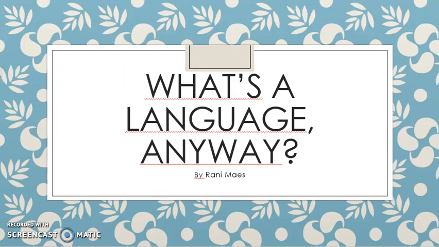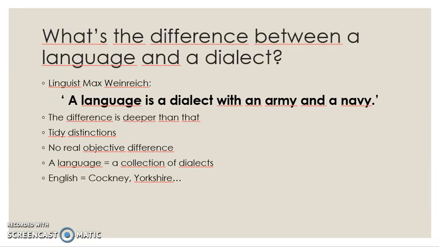The title of the text I've read is called What's a Language Anyway? The writer, who is a linguist, tries to find an answer to the question, what's the difference between a language and a dialect? So, what makes a language and what makes a dialect a dialect?